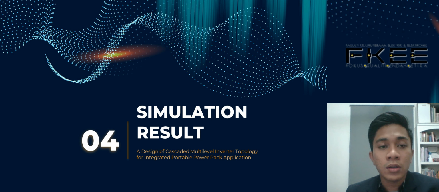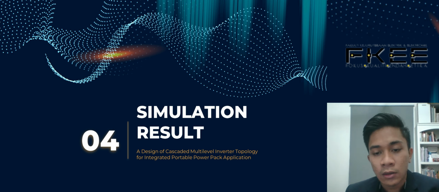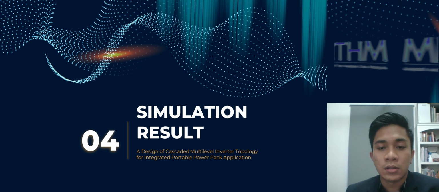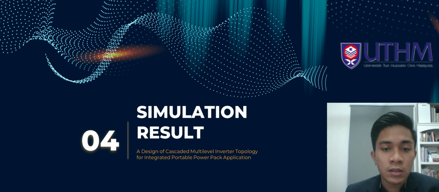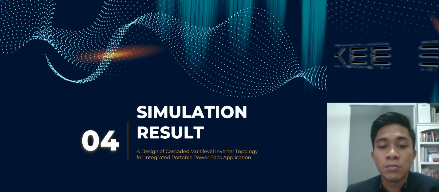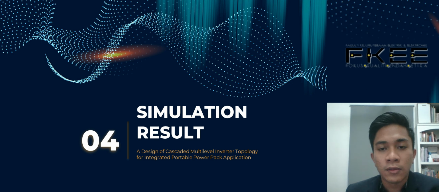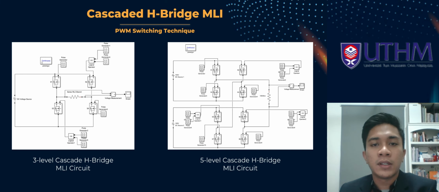Actually, the simulation result has been discussed in the FFP1 video, but I will briefly explain the result of the simulation, and not explain the circuit diagram and so on. The highlight of this simulation result will be based on the level of inverter, which is the 3, 5, 7 level cascaded H-bridge multi-level inverter result. So this is an example of the cascaded H-bridge multi-level inverter with a PWM switching technique.